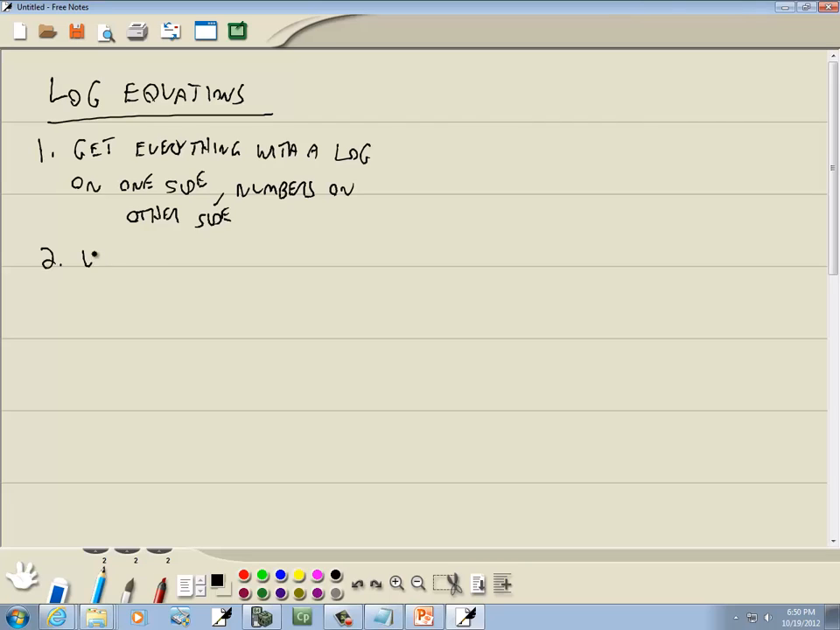Now, step 2. Use properties of logs to get a single log.